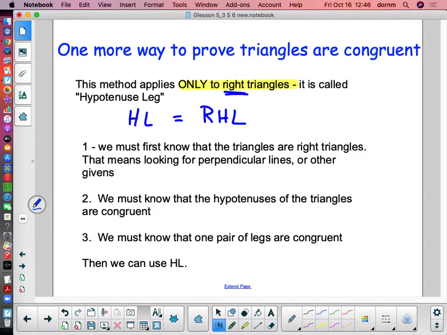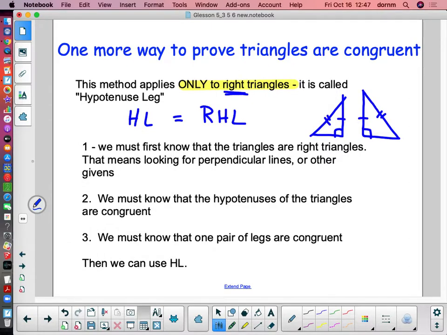But before we can use this, we must know that the triangles are right triangles. So we're always looking for those perpendicular lines or other givens that tell us it's a right triangle. Then we have to know the hypotenuses are congruent, and then one pair of corresponding legs in those right triangles. If we have all that, we can use HL. Now, technically HL, when I look at it, I'm looking at this here.